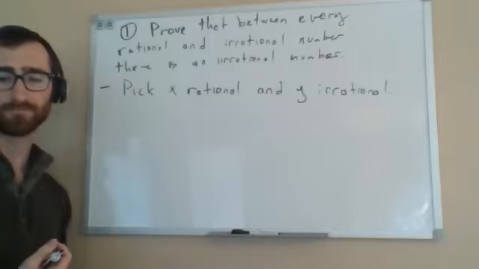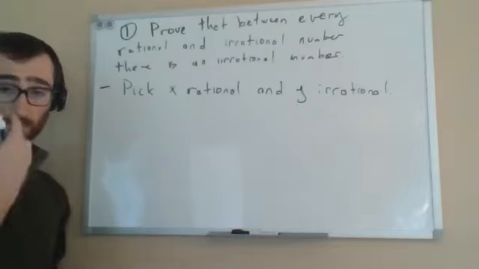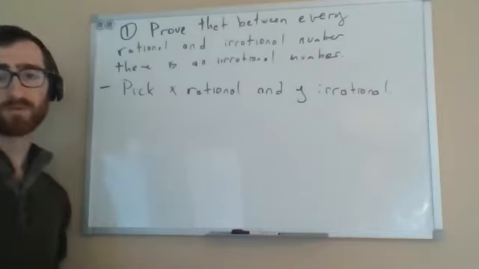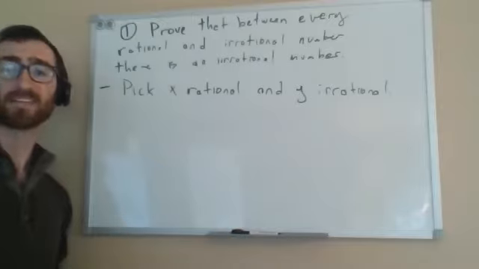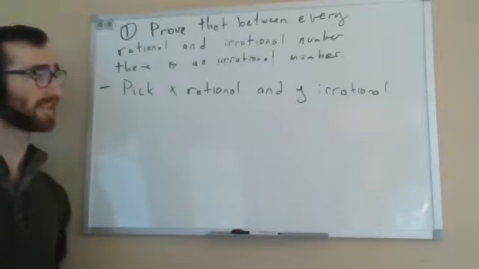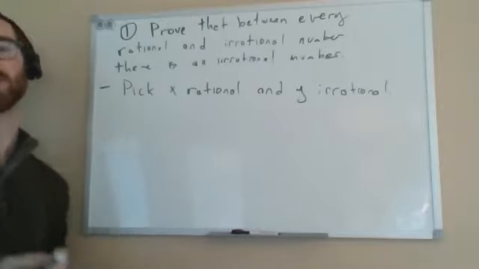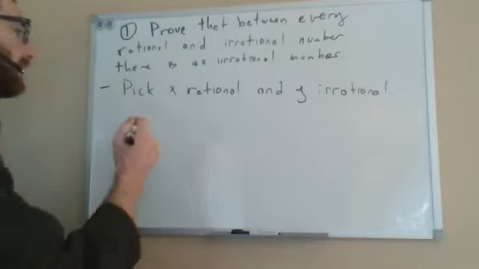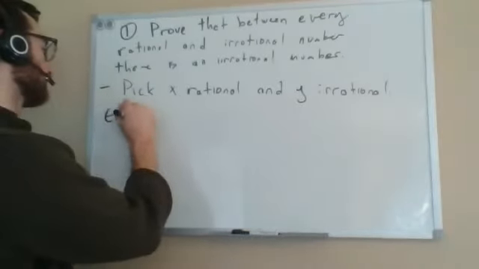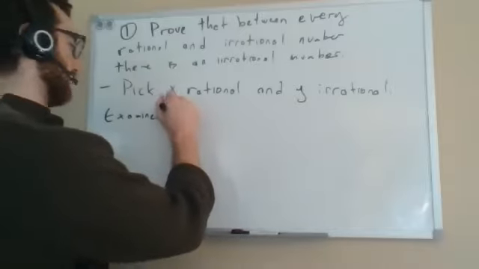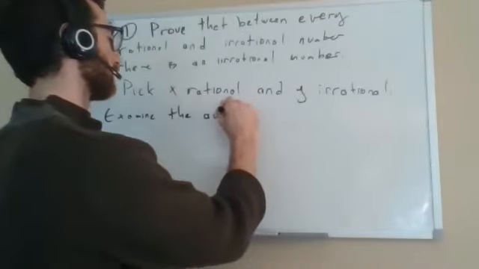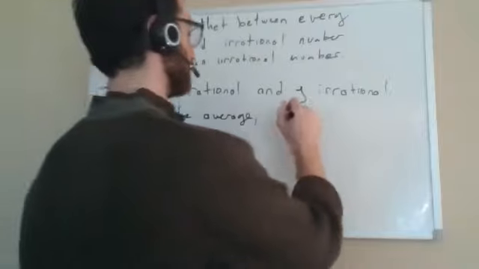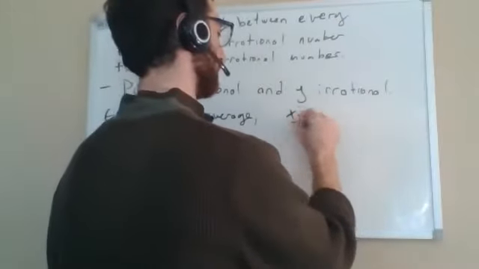Anyone have an idea? So maybe this was the tricky part. Take the average. Let's take the average of these two numbers, which is going to be x plus y over 2.